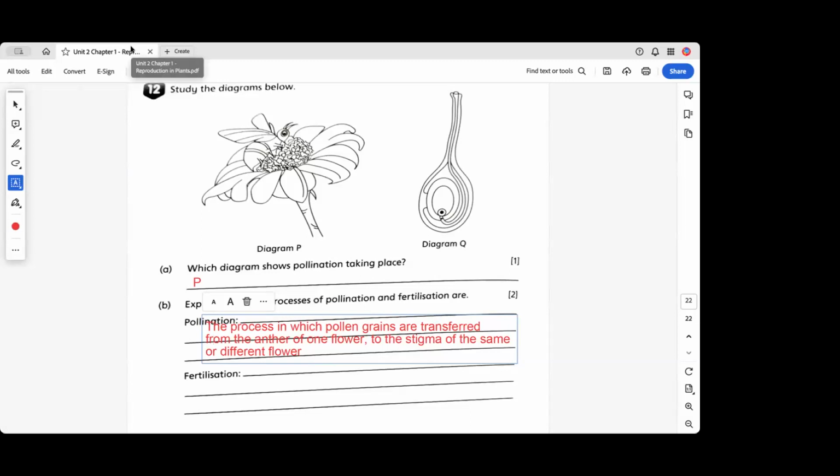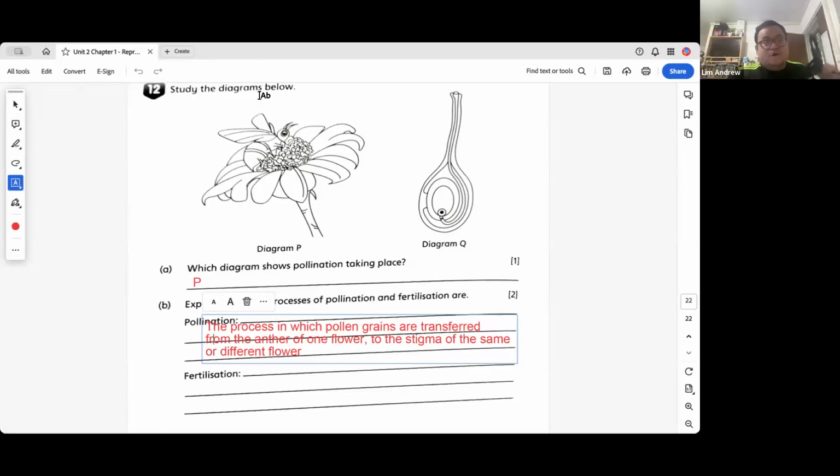All right, so the process of pollination is one in which the pollen grains are transferred from the anther of one flower to the stigma of the same or different flower. This is how pollination takes place.